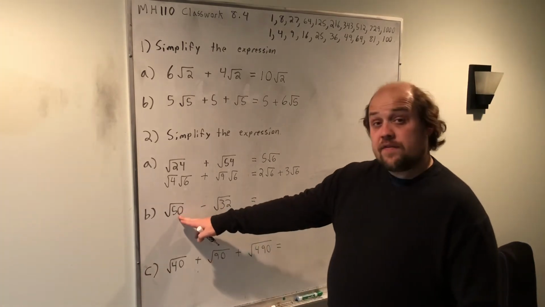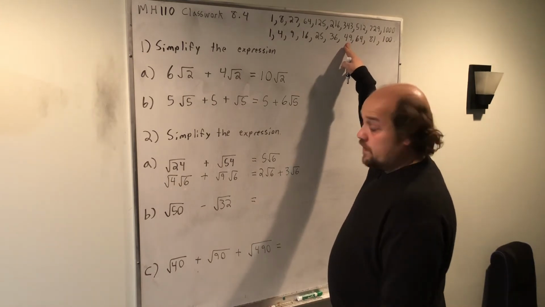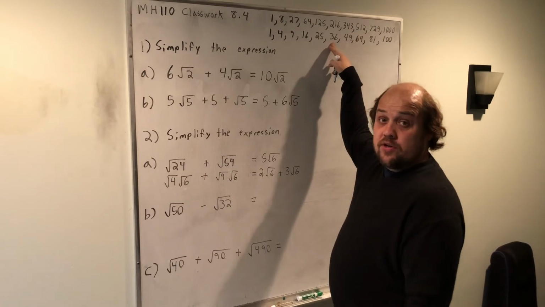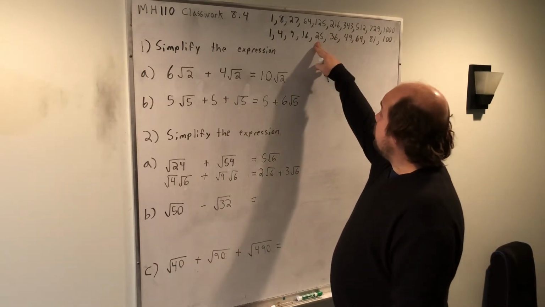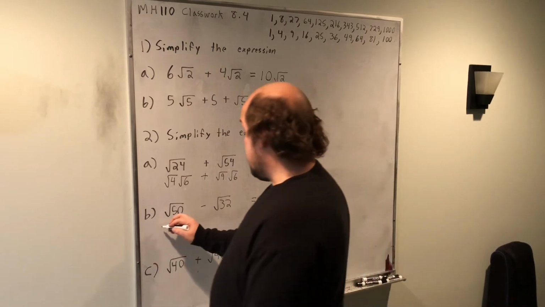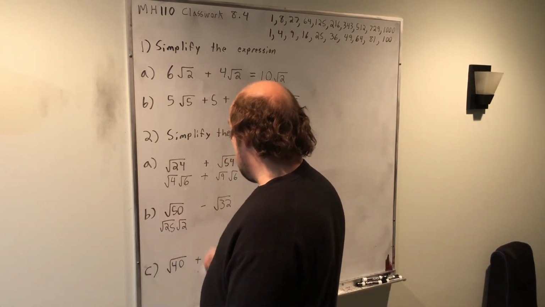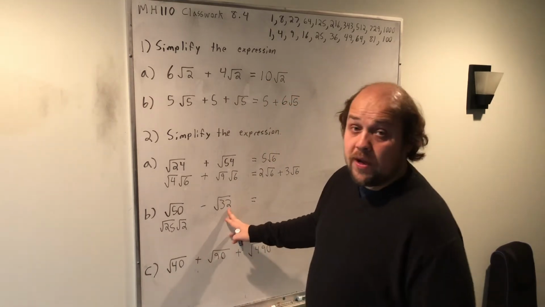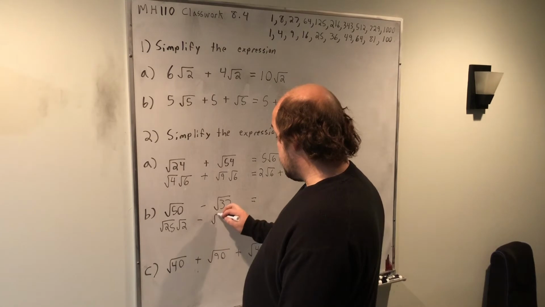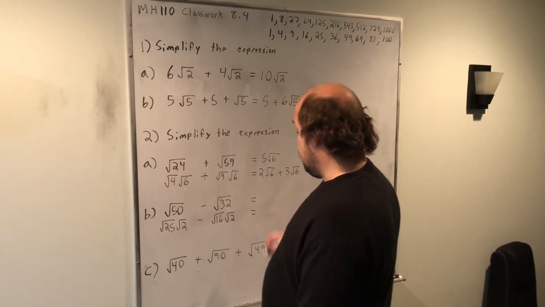When I look at 50, I would begin here with 49 as the first one less than it. 50 divided by 49 doesn't give me a whole number. 50 divided by 36 doesn't give me a whole number. 50 divided by 25 does, it gives me 2. So I can break this down into the root of 25 times the root of 2. If I divide 32 by 2, I get 16, which is also a perfect square. So I can break this down into the root of 16 times the root of 2.